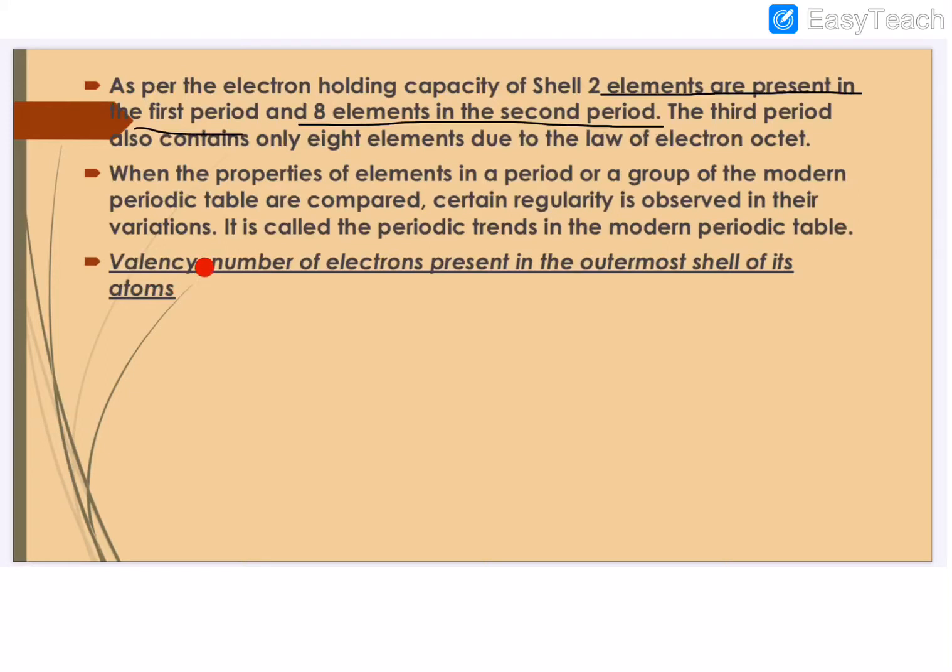Next is an important term, valency. So what is the valency of an element? The number of electrons present in the outermost shell of the atom of an element is called its valency. Valency is very important. Based on the valency we decide where to place an element in the periodic table, and the chemical reactivity of an element is also based on the valency. So valency means the number of electrons present in the last shell, the outermost shell, of an atom of the element.